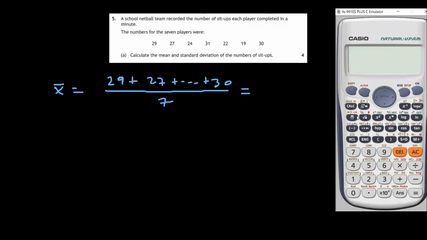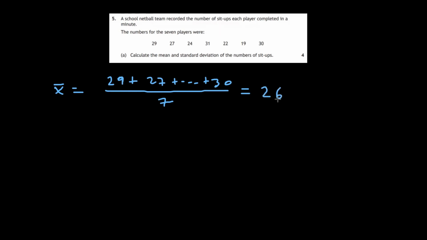So let's see what that gives. So 29 plus 27 and so on. So that would be 26 sit-ups. And then to find the standard deviation, we just draw the table that we would normally draw. So X, and then X minus X bar, and then we would just square that.